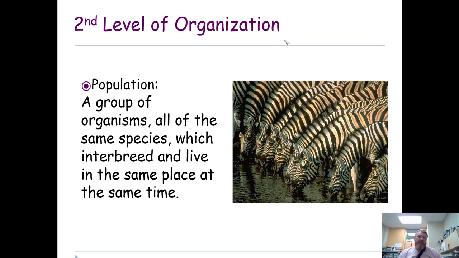Next would be population. This is a group of the same species, which means they can interbreed, aka make babies. Now here's the key part of this. They live in the same place at the same time. We are different, especially as humans, because I could say, forget this whole teaching thing, I'm going to go live in China and be a farmer. Whatever. I can put a plane ticket on my debit card and roll out to China tomorrow.